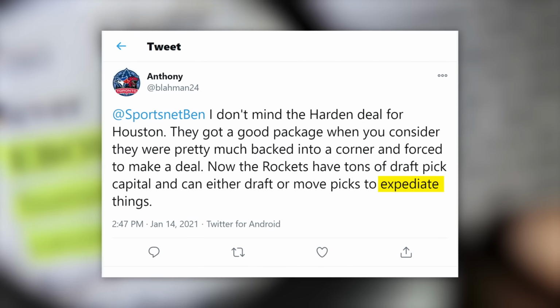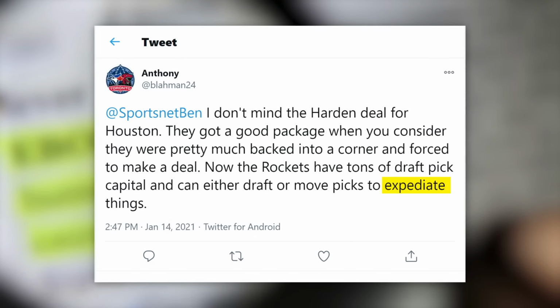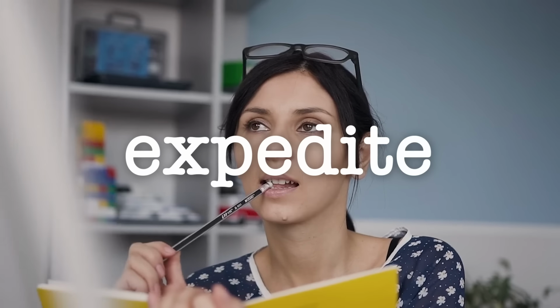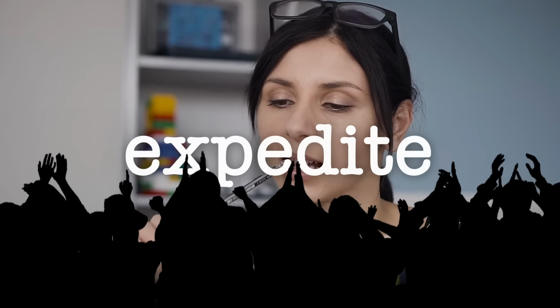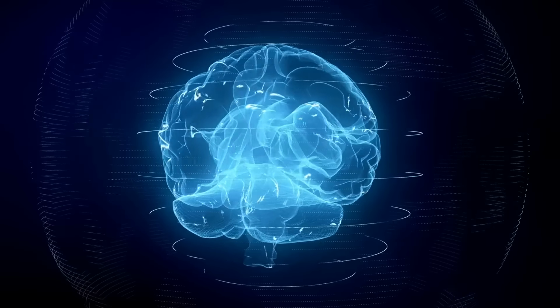this tweet by @blawman24. But if you're thinking, that sure looks a lot like the word expedite, and it also has the exact same definition, congratulations, your brain is one sentence ahead of us.